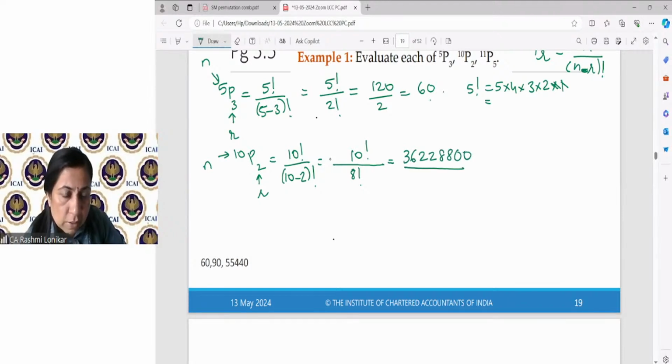Okay. How much is 8 factorial? Anybody? How much is 8 factorial? Yes, Parul. No, the final answer is fine, but you should first get the earlier step. 40320. Yes Shree, Abhinandan Shree. 40320, and then you divide. So directly you have to divide.